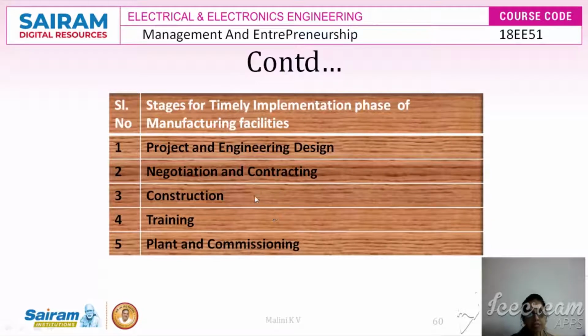So the first step, the most important step while implementing the time phase in the project implementation stage of a manufacturing facility, is: the first one is project and engineering design, second is negotiation and contracting, third is construction, fourth is training, and the fifth is plant commissioning.